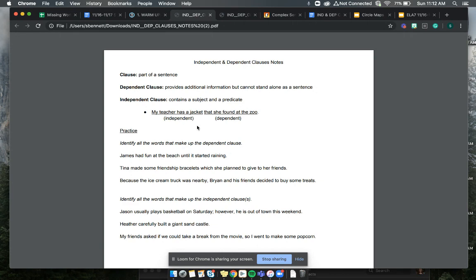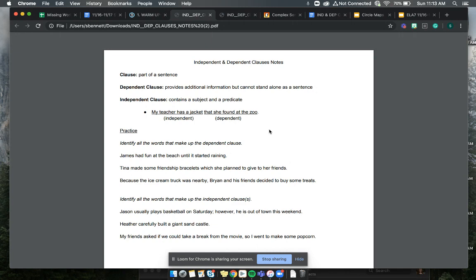So for example, in this sentence, it says, my teacher has a jacket that she found at the zoo. In this sentence, my independent clause is my teacher has a jacket. My subject is teacher. My predicate is has. She has a jacket. So this is a complete sentence all by itself. If I got rid of the rest of the sentence, my teacher has a jacket still makes sense. It is an independent clause.